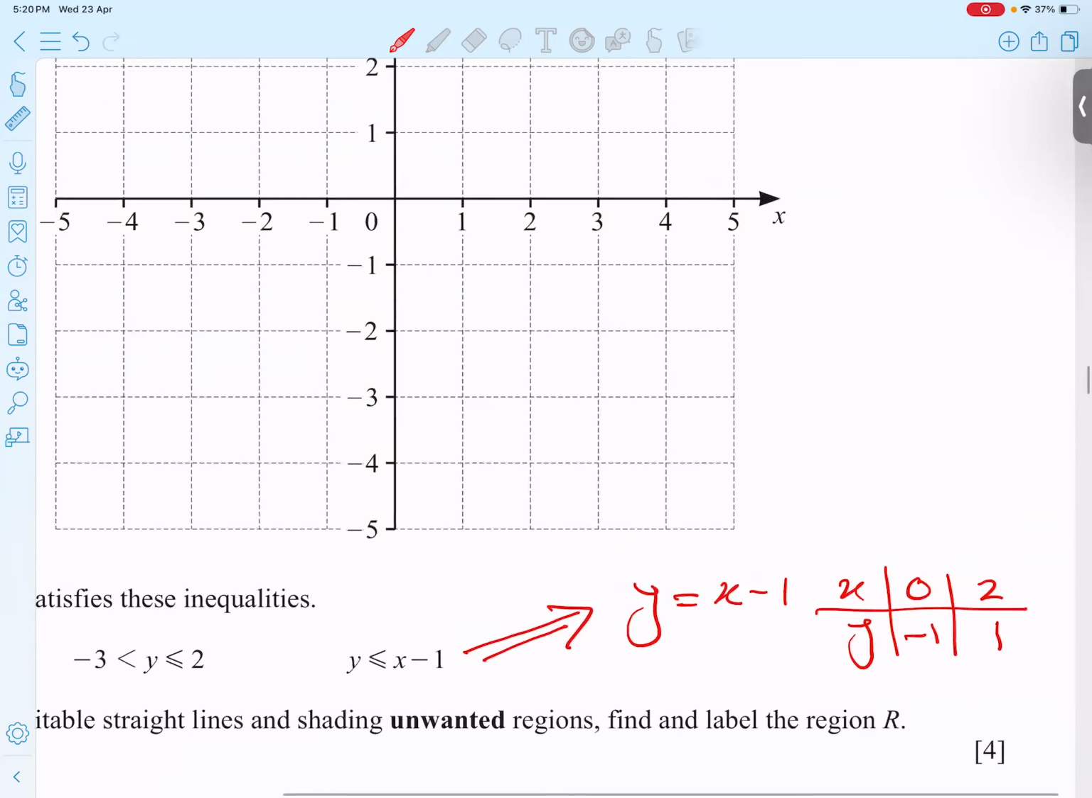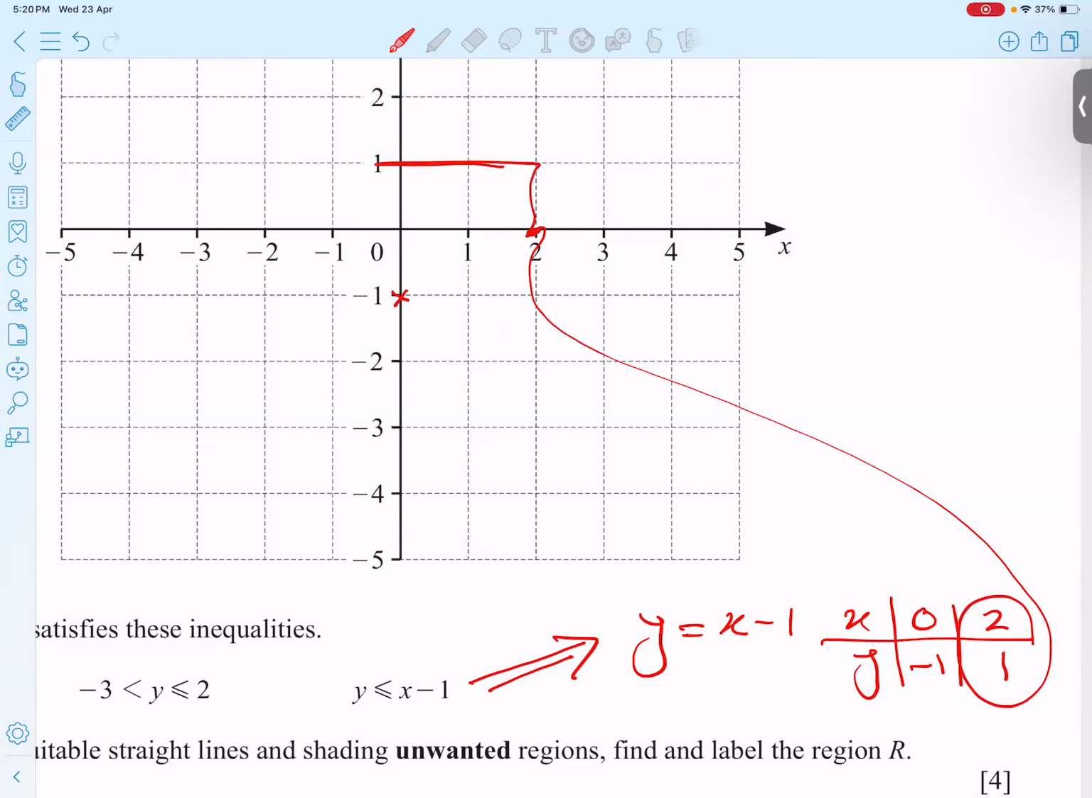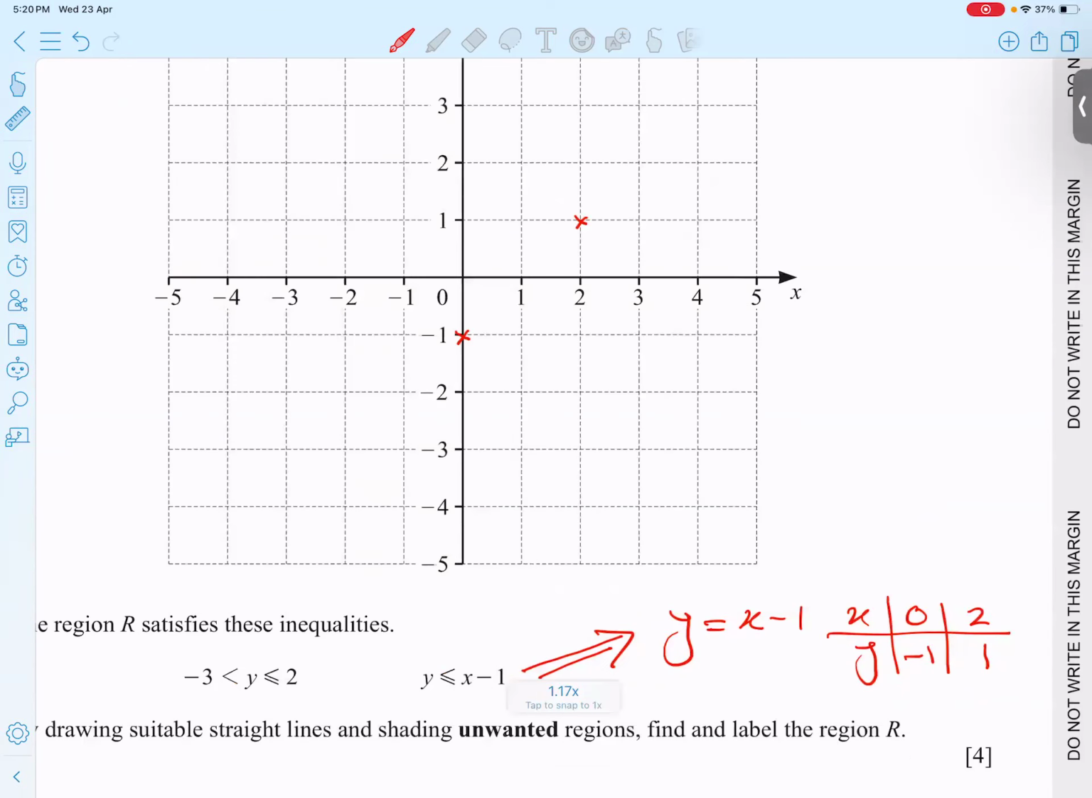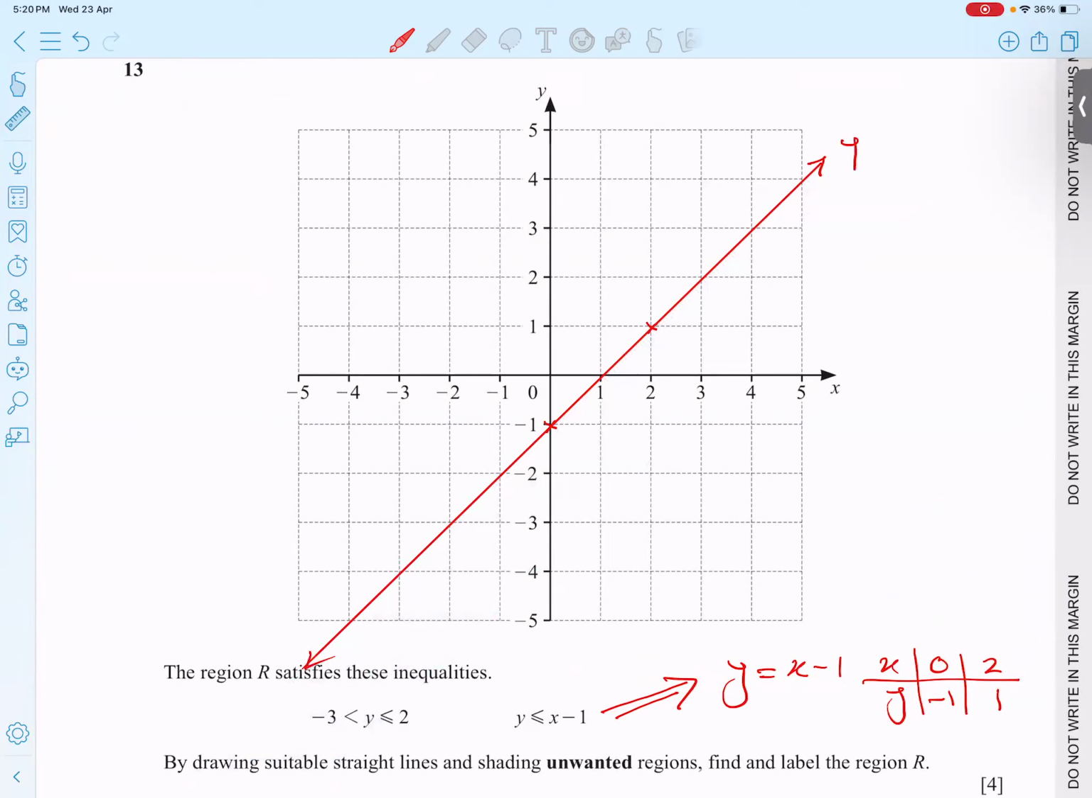So I'm going to plot it. How to plot: x is 0, y is minus 1. So this point I'm looking for. x is 2, y is 1. So this point I'm looking for. Take a scale and make the line. Then I remove the scale. Writing the equation of the line is not compulsory. If you write it, good. If you don't, no problem.